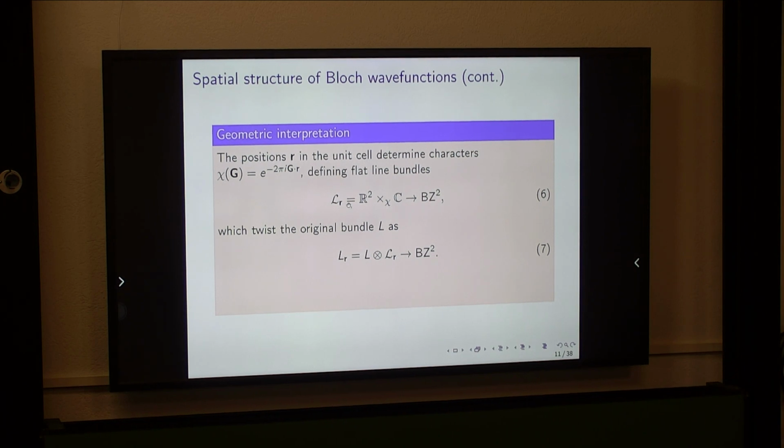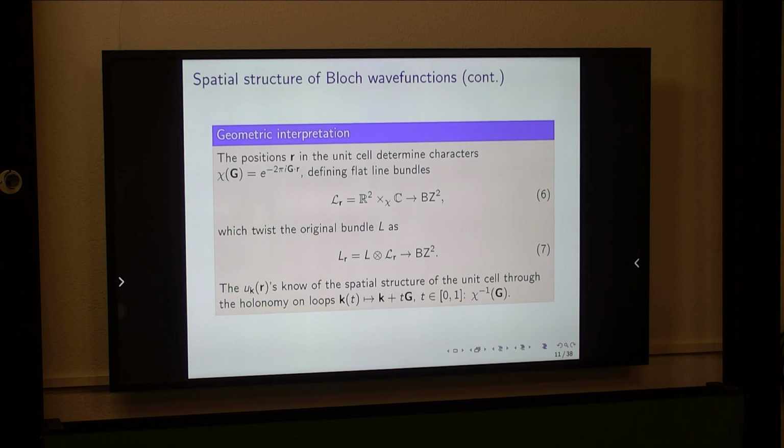And this twist, so L sub R is essentially the tensor product of L by this flat line bundle. Okay, that's what I wanted to say. And now this tells us that the U sub k, they know of the spatial structure of the unit cell through the holonomy on fundamental loops of the Brillouin zone of this form. So you take a reciprocal lattice vector and you consider these curves. These span these fundamental curves. And the holonomy contribution from the flat factor is precisely the character of the irreducible representation with a minus one.